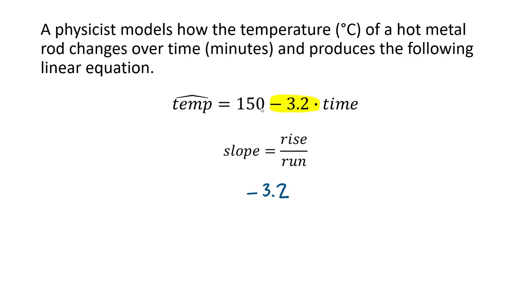And what I'm going to do is force this into a fraction. I'm going to place it over 1. You can place any number over 1 and you haven't changed that number at all. It's still negative 3.2. But if we think about rise over run now, I have a negative 3.2, so that actually means I'm going to fall 3.2, and then I'm going to run 1. So I'm going to fall 3.2 and run 1.